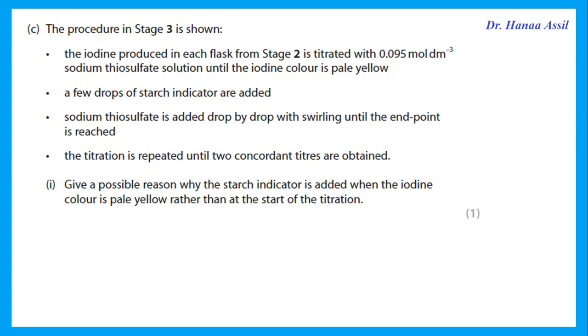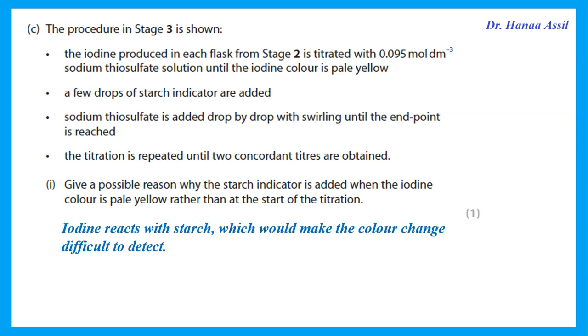Give a possible reason why the starch indicator is added when the iodine color is pale yellow rather than at the start of the titration. At the start of the titration, I have iodine, and iodine is dark in color. If I put in starch, the iodine reacts with the starch.